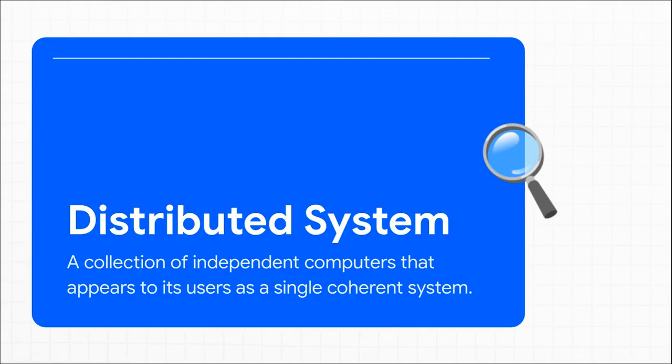Okay, let's break this down, because the official definition has two really important bits. The first part is a collection of independent computers. Simple enough, right? Just a bunch of separate machines. But the second part, that's where the magic happens. It says they appear as a single coherent system. What that means is all those different computers have to work together so perfectly, so seamlessly, that when you use the service, it just feels like you're interacting with one single powerful thing.